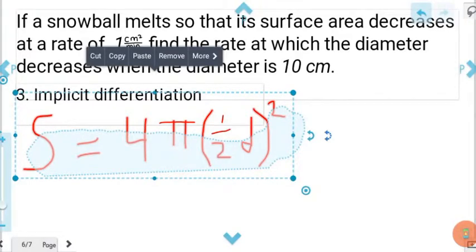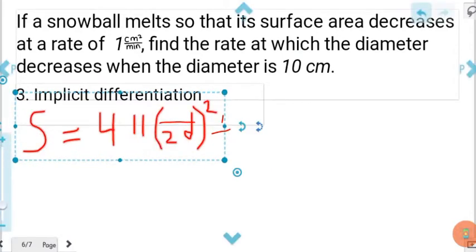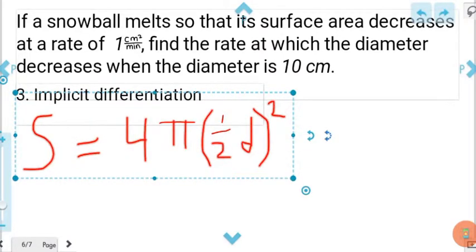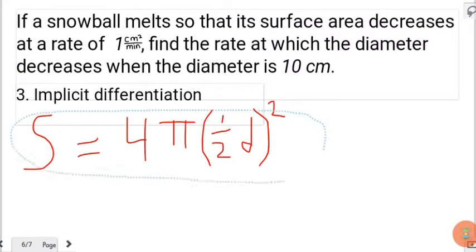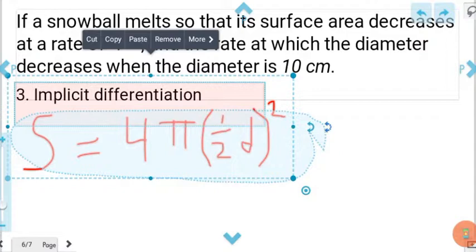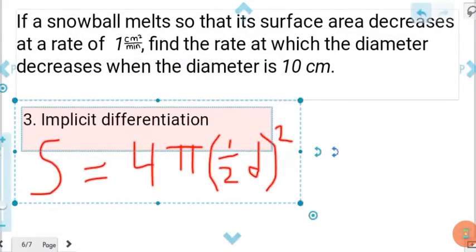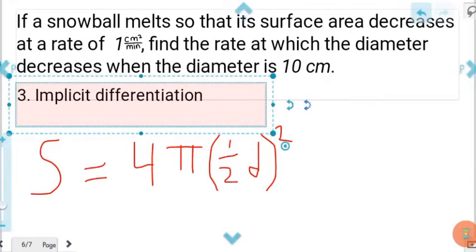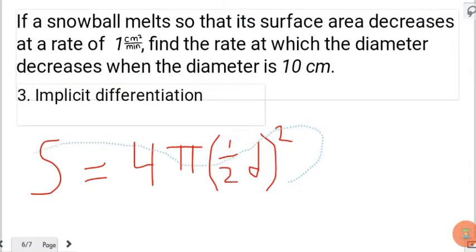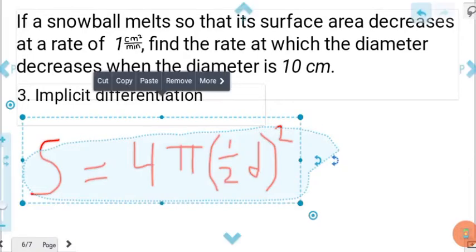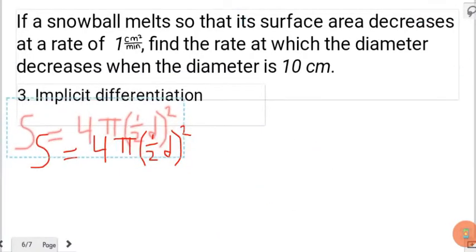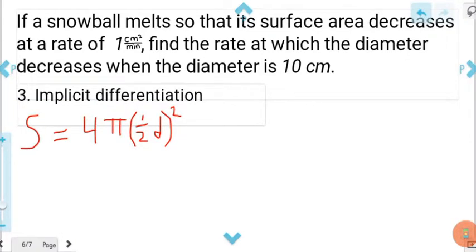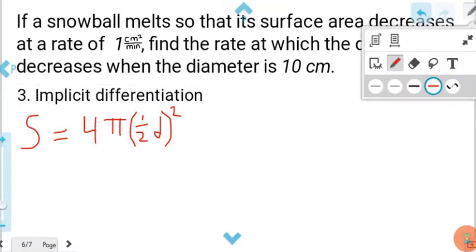However, before I do that, I would like to simplify this equation, because it's going to make things a lot easier for us. So let's just shrink this down a bit. I'll go ahead and deal with this squared piece. 1/2 d squared. All we really need to do is basically square each of these pieces.